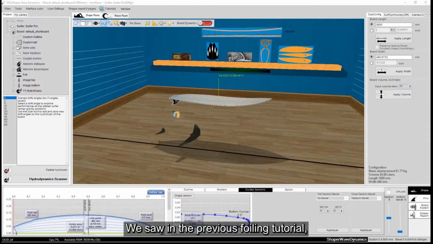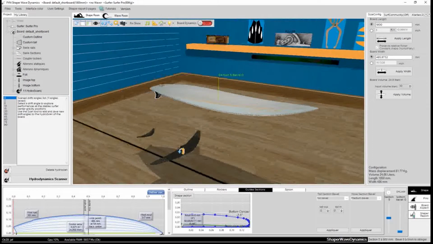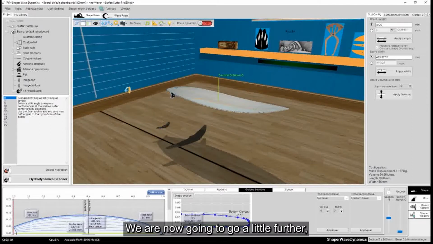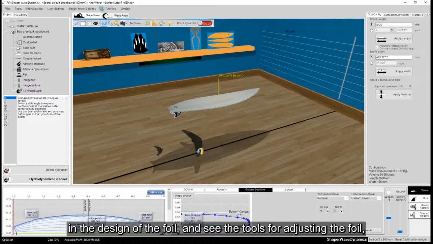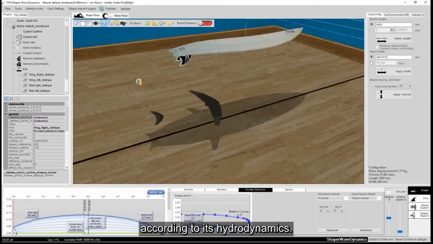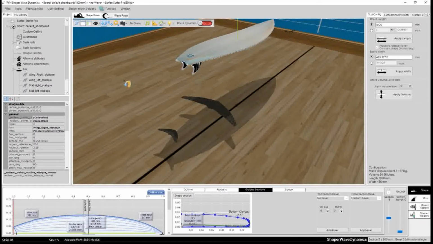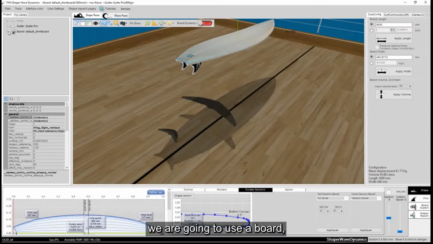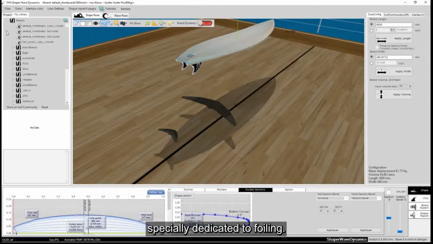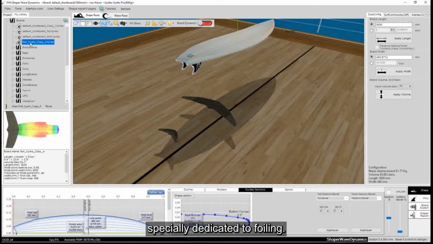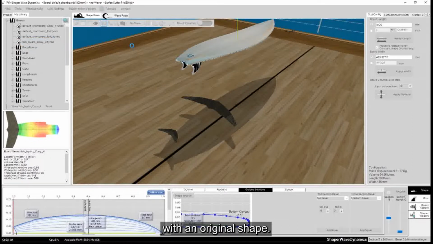We saw in the previous foiling tutorial how to create a new foil for any board. We are now going to go a little further in the design of the foil and see the tools for adjusting the foil according to its hydrodynamics. For this project, we are going to use a board specially dedicated to foiling, a prototype of the Foon brand, with an original shape.